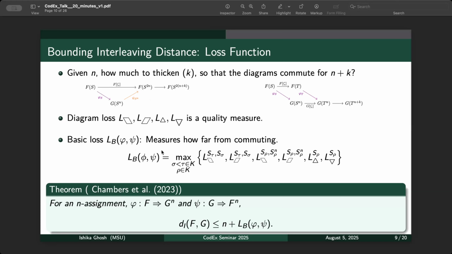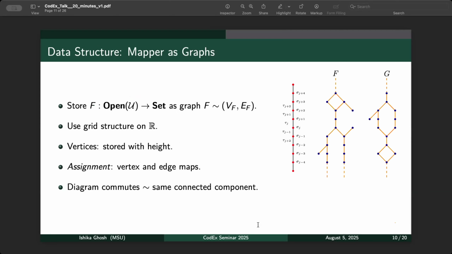And the good news is that we don't have to compute this loss on every open set. We can do it only on the basis of our topology. So we have this theorem from my collaborators. They proved that for an n-assignment, if we have these two maps, then the interleaving distance is upper bounded by the n that I've chosen and the loss between the assignment maps. And you probably remember this was in the summary slide as well.